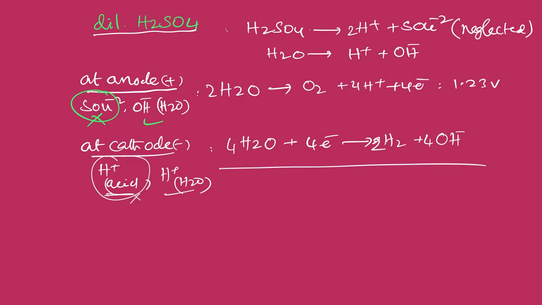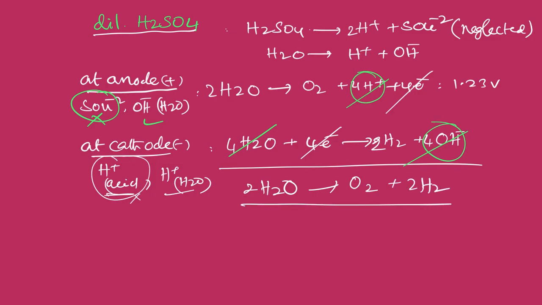So the net reaction was already given in the dilute NaCl case. Directly I am writing after cancellation: 2H2O left, because 4H+ and 4OH- total 4H2O, then 4H2O cancels, leaving 2H2O, and the 4 electrons cancel. Therefore oxygen plus 2 hydrogen is the final product. This is also called the product of electrolysis of water, because H2SO4 is dilute. So this is the equation for dilute H2SO4.